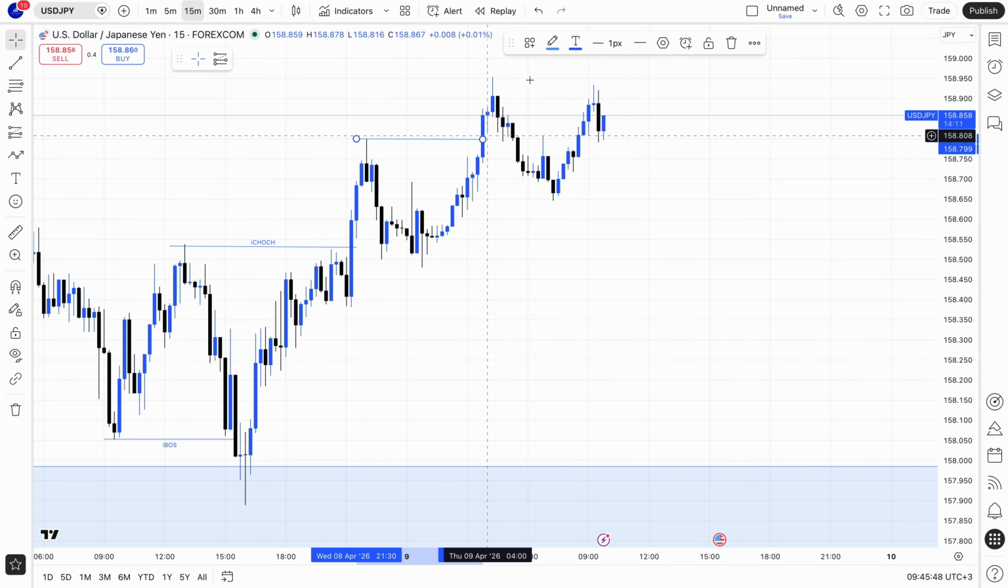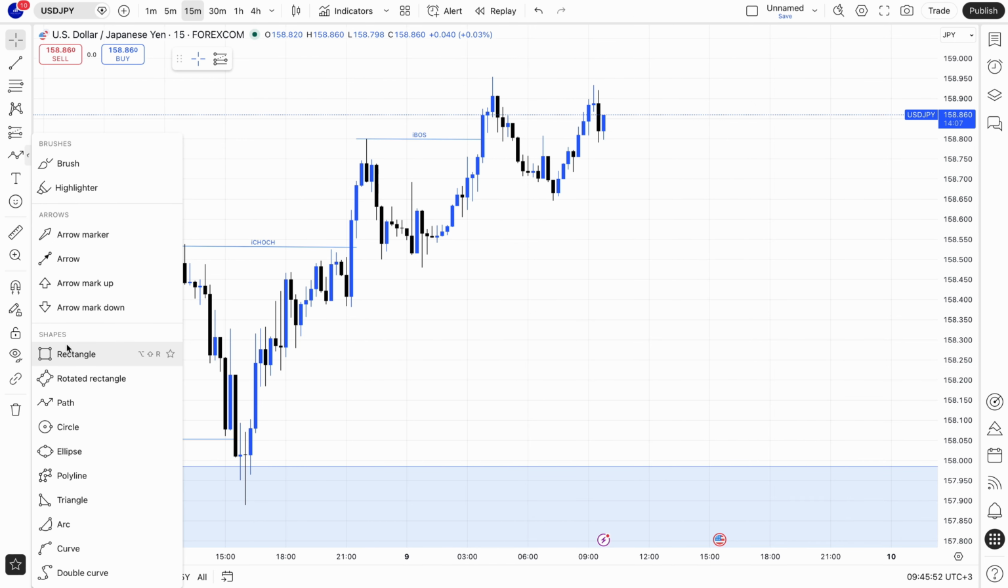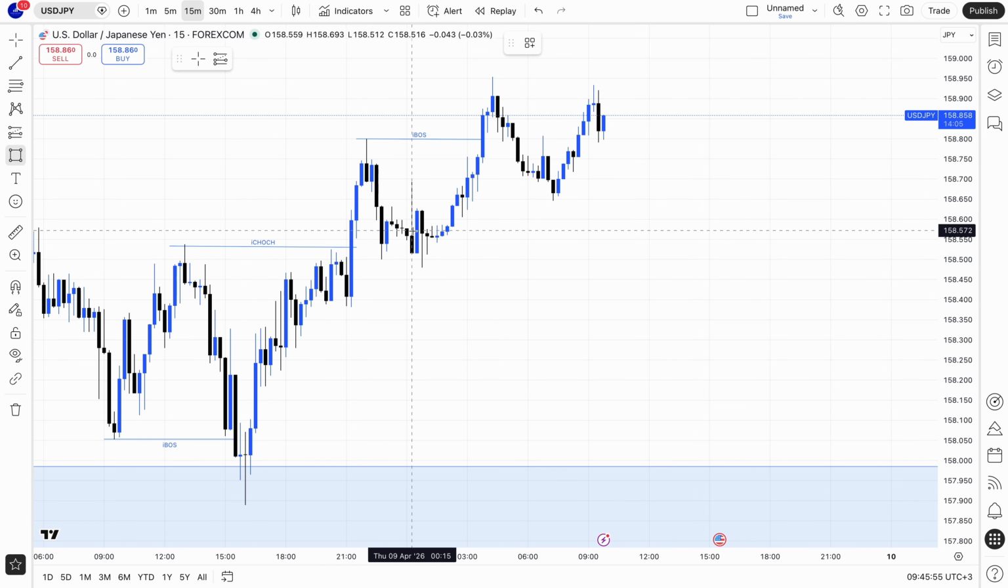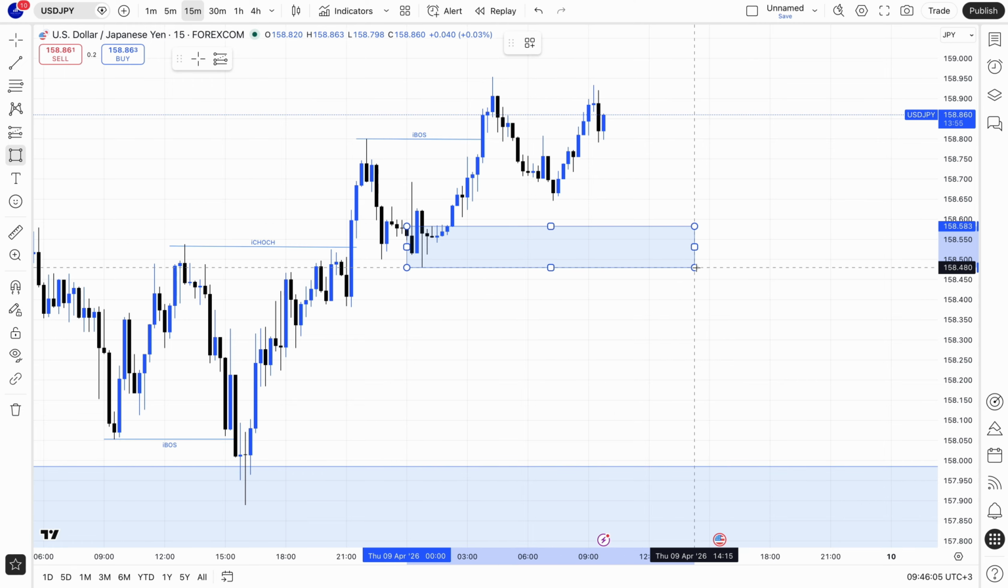And then we also had our continuation to the upside. A break of structure to the upside. Then from here, we have our new order block, just this one.